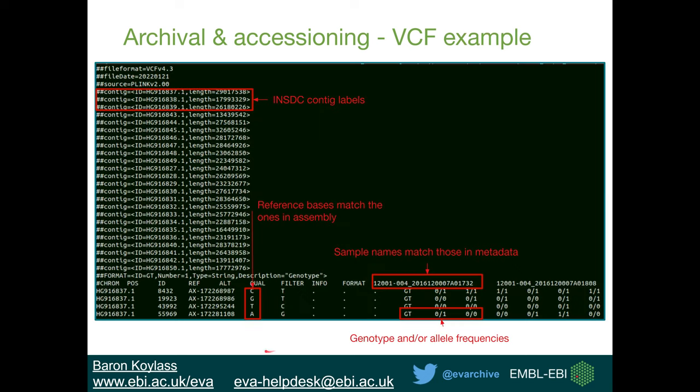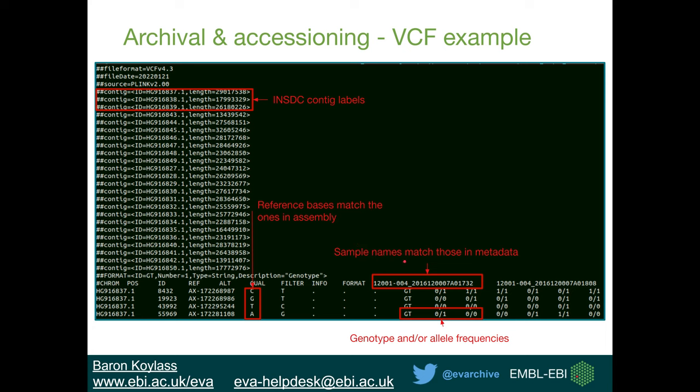So this slide demonstrates a nice recent VCF that was sent to us. And you can see the header lines, which provide an abundance of information. In this case, more related to the contig alias used and the length of the sequence. So with the contig alias used, we can see that the reference sequence used to generate this VCF resides in the INSDC database, and it was assigned these INSDC contig labels. We can also see that the reference bases match the ones in the assembly from the reference sequence.